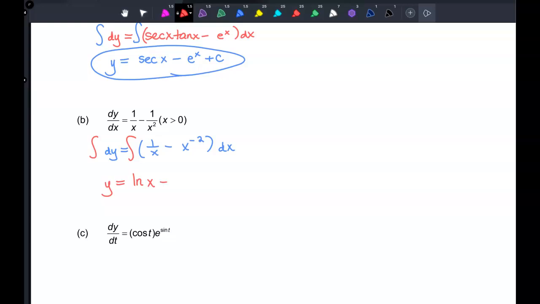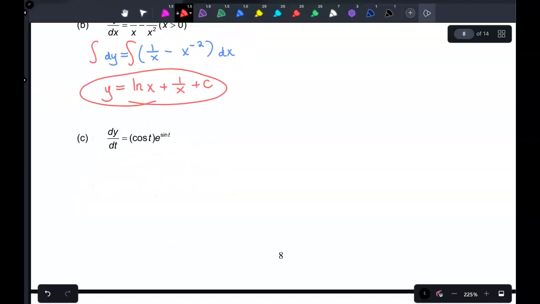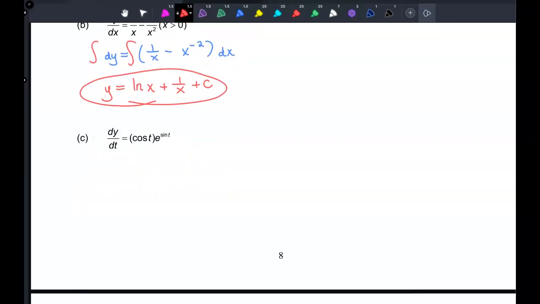Okay, here I get minus, that'll be x to the negative 1 over negative 1, so plus 1 over x plus c. Wait, why is it 1 over x? X to the negative 1 over negative 1, so flip it.